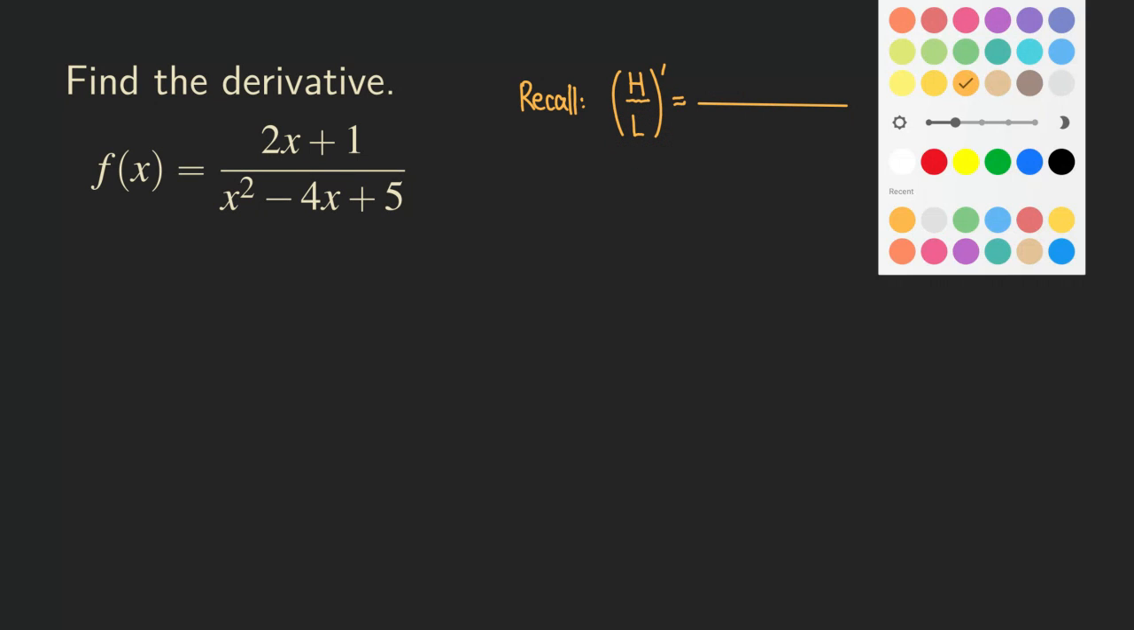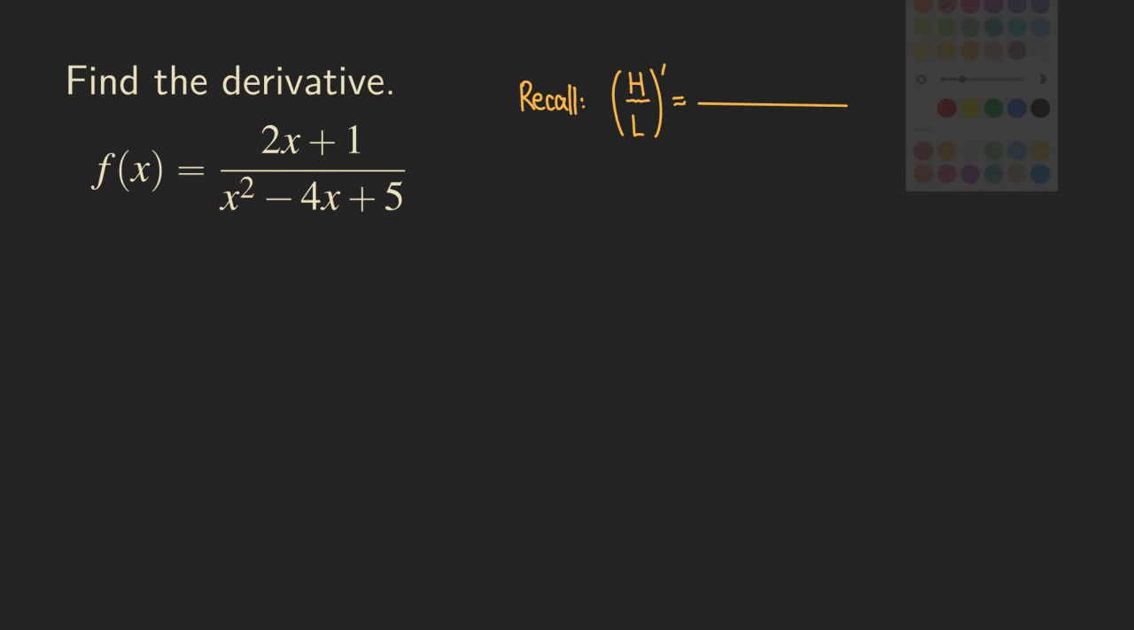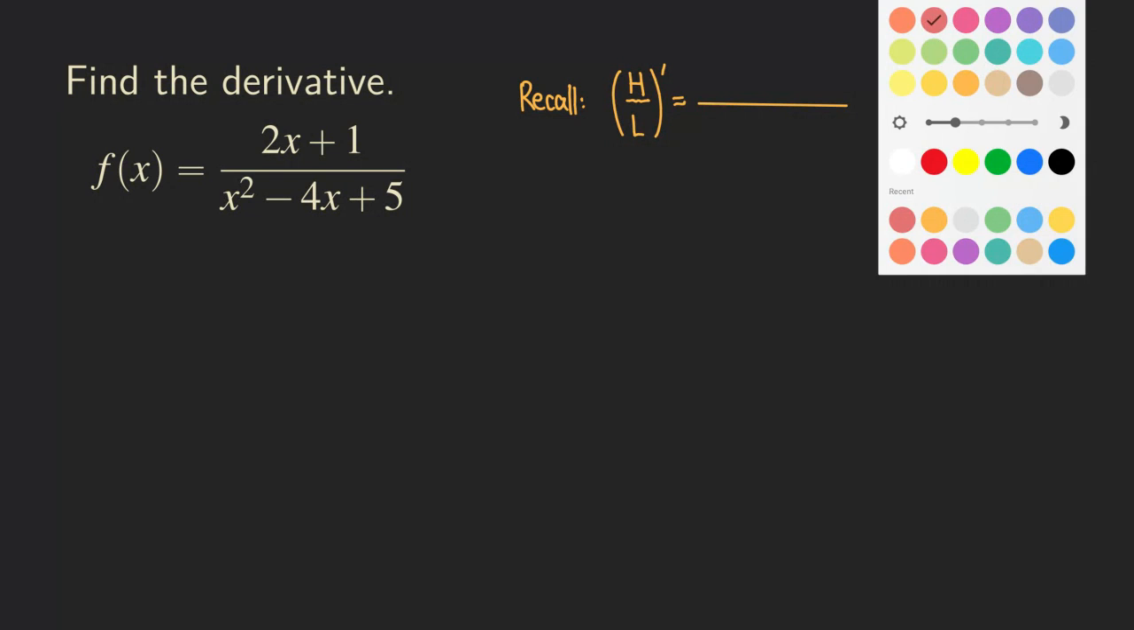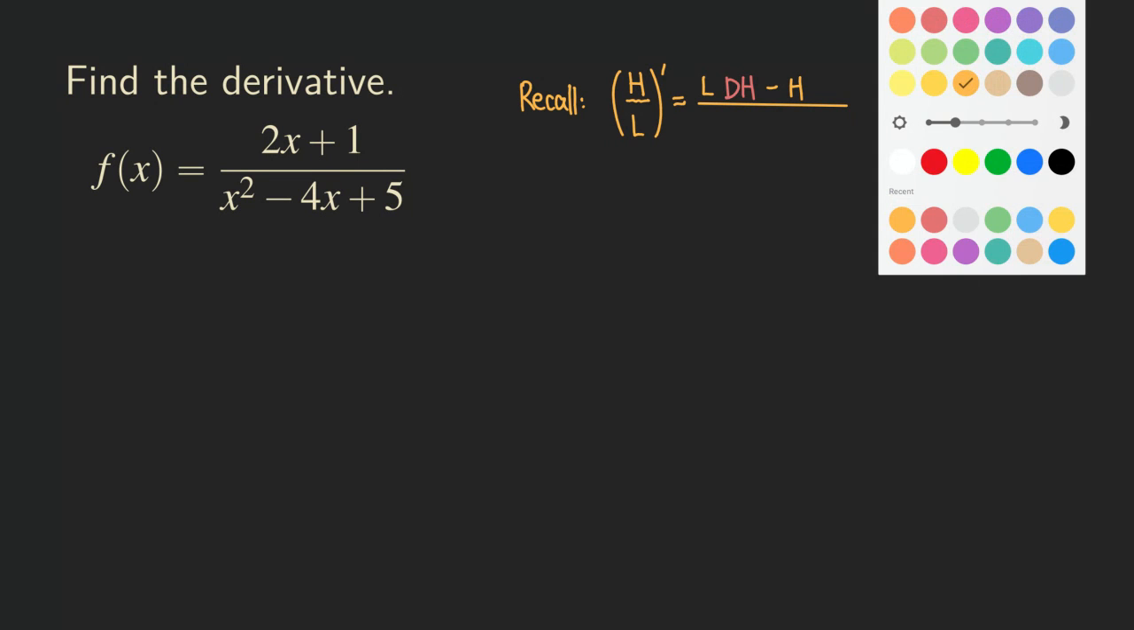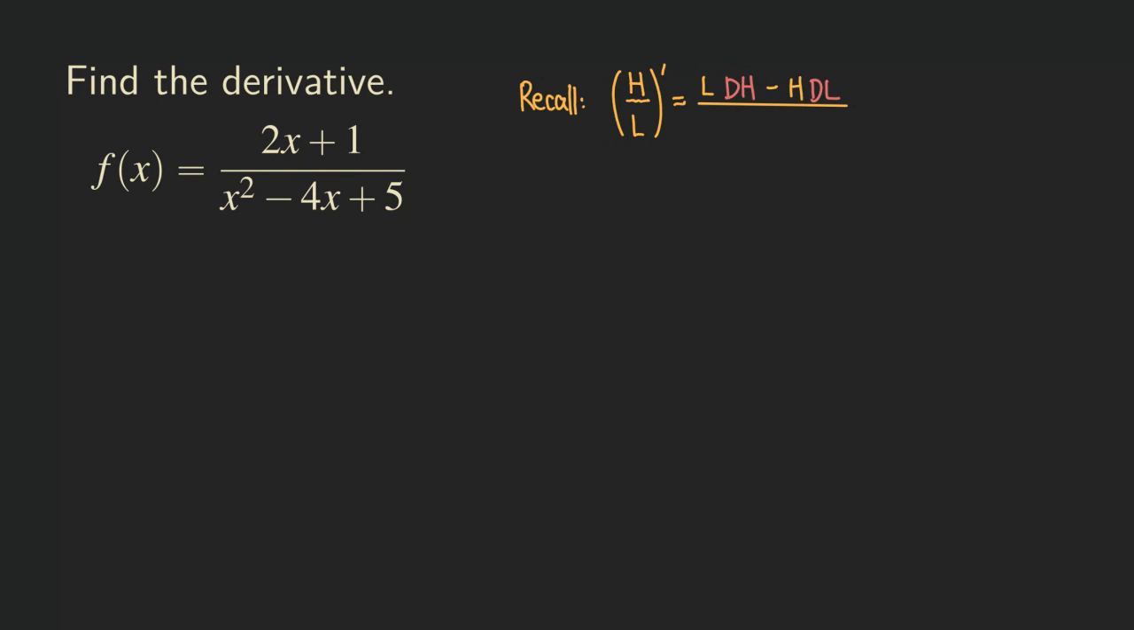There is one way that will help us remember it more easily, which is called "low d high, minus high d low, over low squared," where low squared is the denominator squared. Okay, so now following that, we can actually find the derivative of this function really easily.